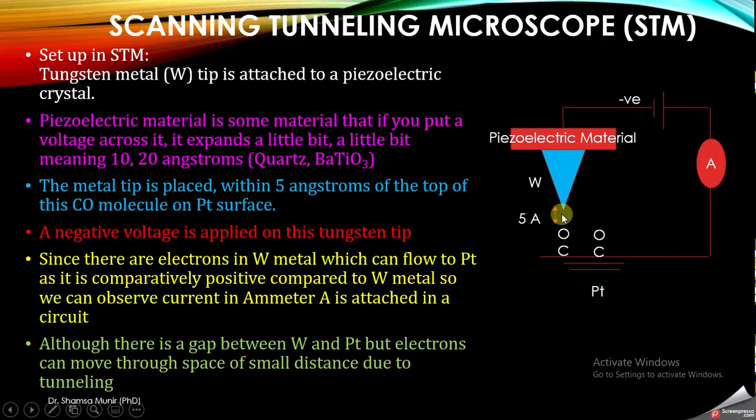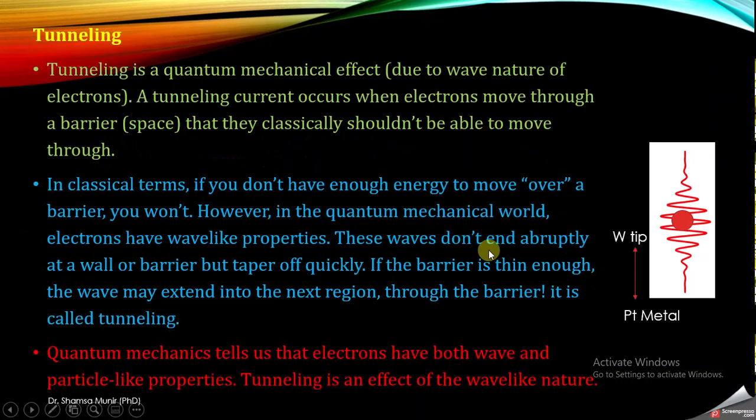Now the problem is that we have a space between this tungsten metal and this tip of the oxygen atom on the platinum surface. But in the scanning tunneling microscope, these electrons can flow to the platinum surface, overcoming this small distance of 5 angstrom. This actually happens because of a certain phenomenon called tunneling, and we will see what tunneling is. This is the setup present in the scanning tunneling microscope, and we will also see how it works. So let's first see what tunneling is and how the electron moves through this small space of 5 angstrom.